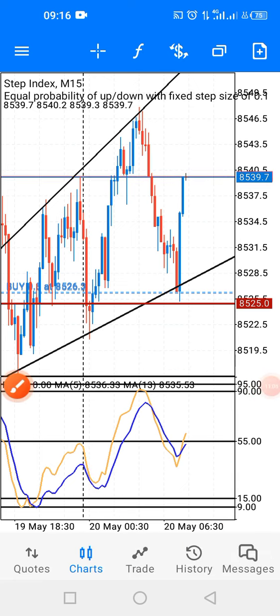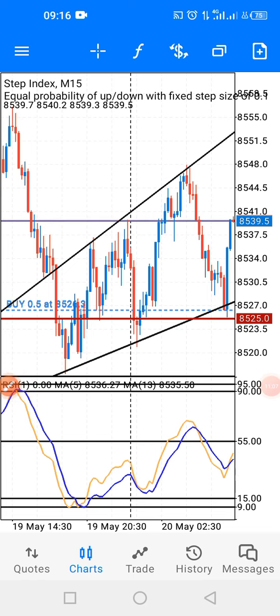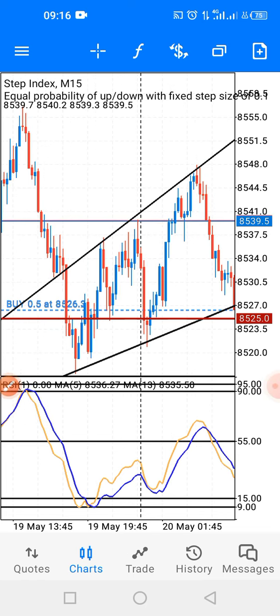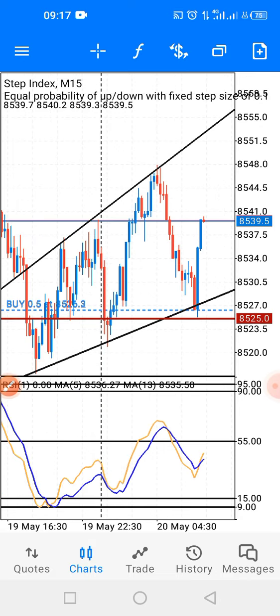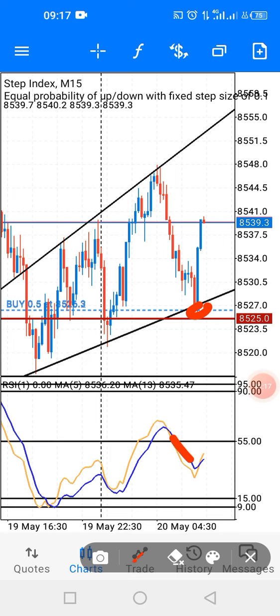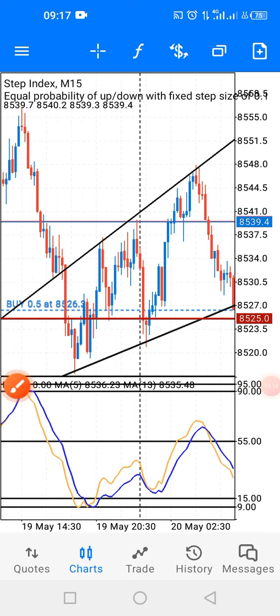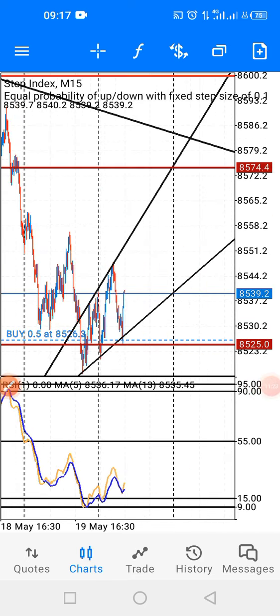Okay, so this is what I have in the indicator. When the market was at this very point, my indicator was down. Okay, my indicator was down. Now, there is something you need to understand about indicators.